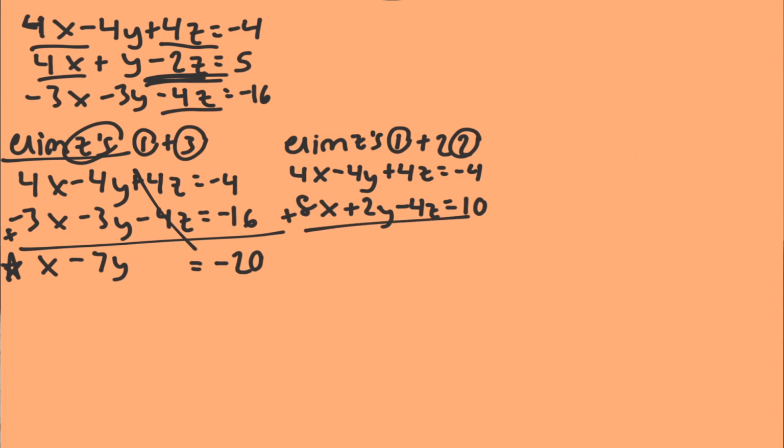Now we can add them. So here's my other star equation. Now we have two equations that just have x's and y's, and we can combine those. So we can decide which variable we want to eliminate. If we want to eliminate the x's, we're going to have to multiply the first equation by -12. So I'll do that.